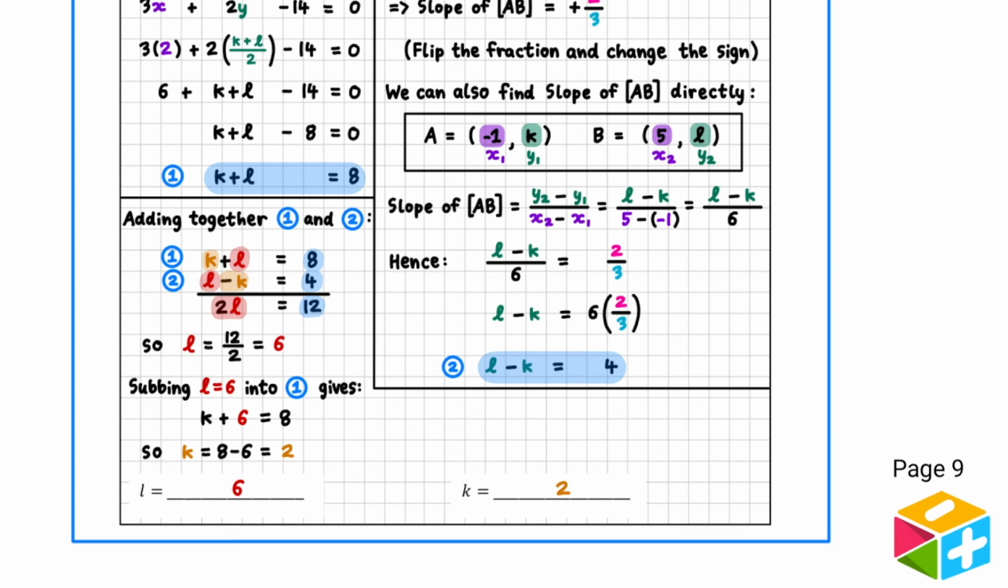To find k, we should sub this value back into one of our equations. If we sub L equal to 6 into equation 1, we get k plus 6 is equal to 8. If we subtract 6 from both sides, we get k is equal to 8 minus 6, which is 2. So the final answer here is L is equal to 6 and k is equal to 2.